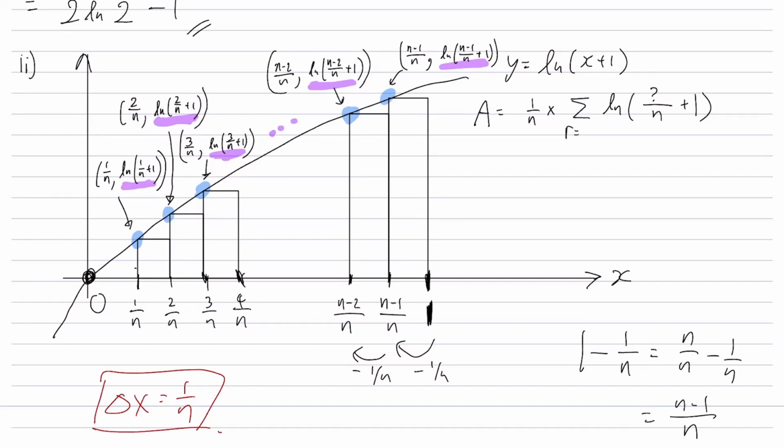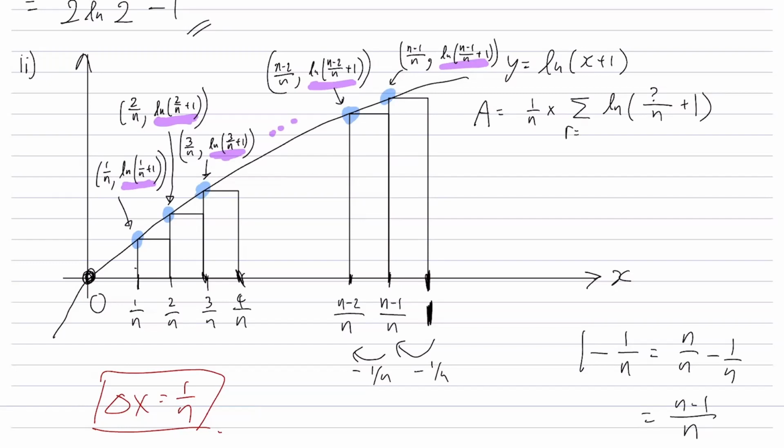Have you found the question? The 1 over n times the summation of ln of (r plus n) over n. Then the limit is from r equals 1 to n minus 1. Yeah. From r equals 1 to n minus 1.